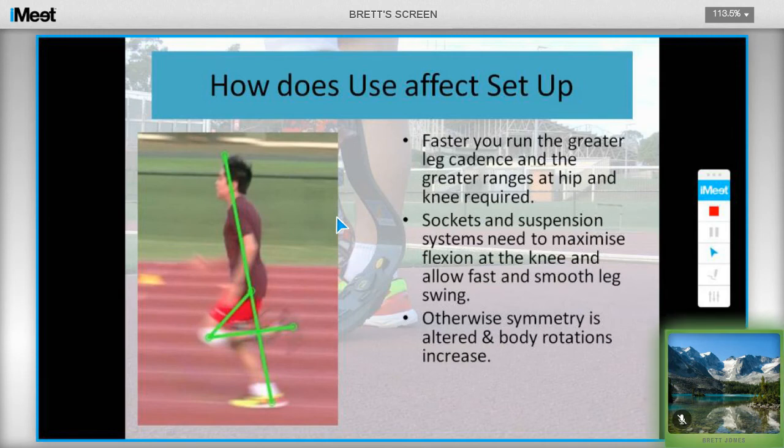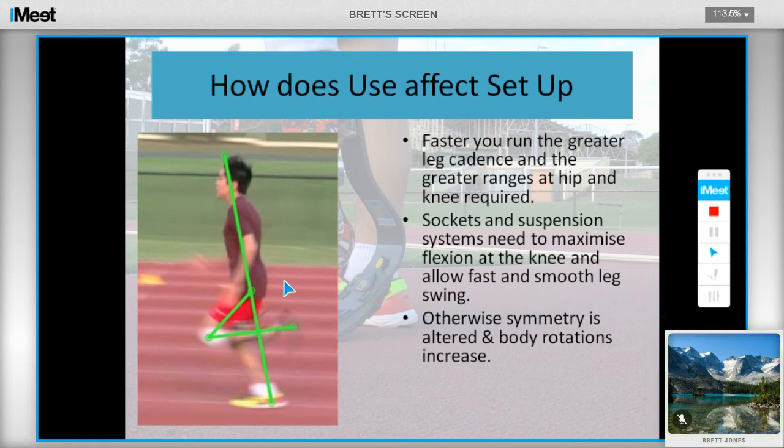The faster you run, the greater the leg cadence and the greater ranges at the hip and knee that are required. So the socket and suspension system need to maximize knee flexion, and this is called the figure of four position. And this is really what identifies good technique: at full support, when we've got heel down, all of our weight on our grounded foot, we want to see this lovely four shape where the knee is forward, the knee is flexed high, and the heel is traveling up underneath the buttock.